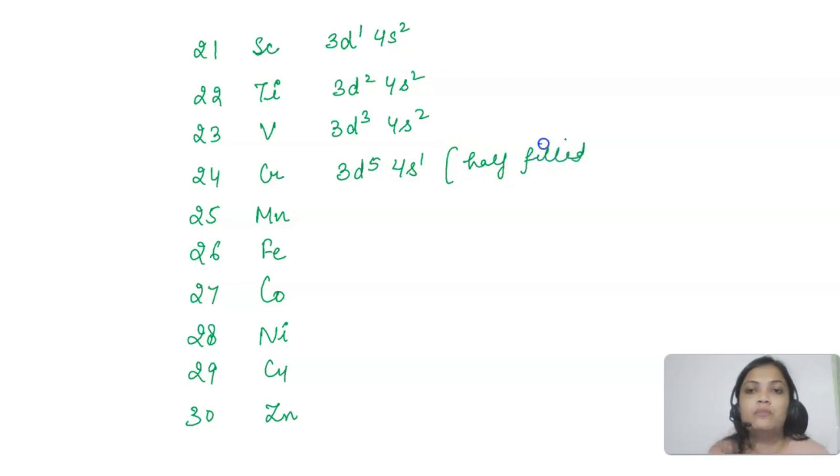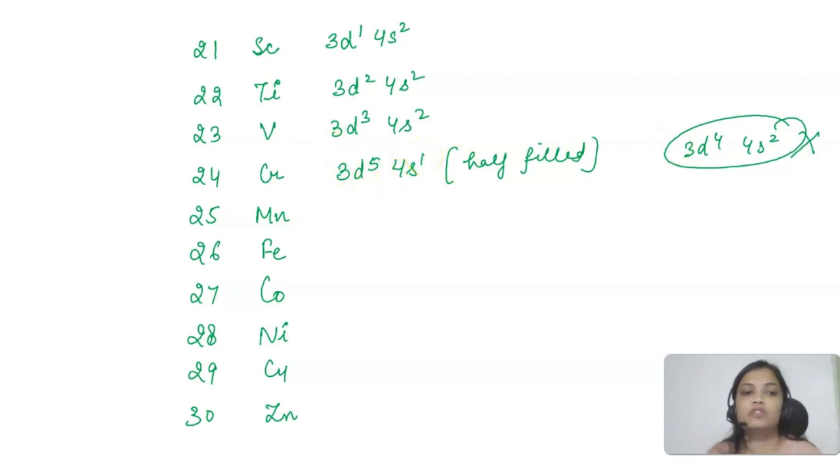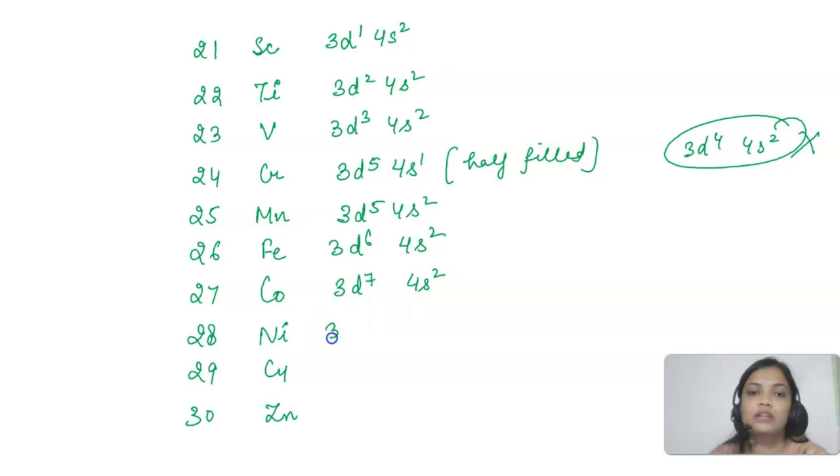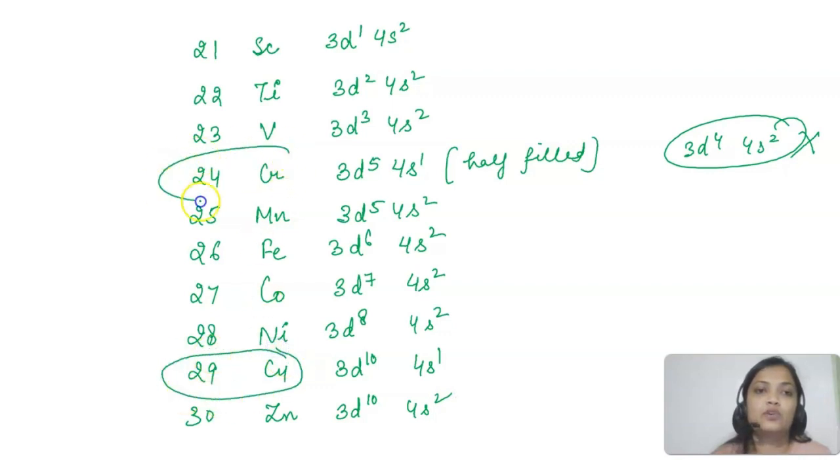So because of that it is not 3d4 4s2, that doesn't happen. It is 3d5 4s1 because 3d5 is a half-filled d subshell and it is more stable. Then again 3d5 4s2, then 3d6 4s2, 3d7 4s2, 3d8 4s2, 3d9 again. Here 3d9 4s2 should have been there, but again 3d10 will be fully filled and more stable, so it is 3d10 4s1, and then 3d10 4s2 fully filled. So atomic number 29, copper, and chromium have anomalous electronic configuration, otherwise the rest are the same.